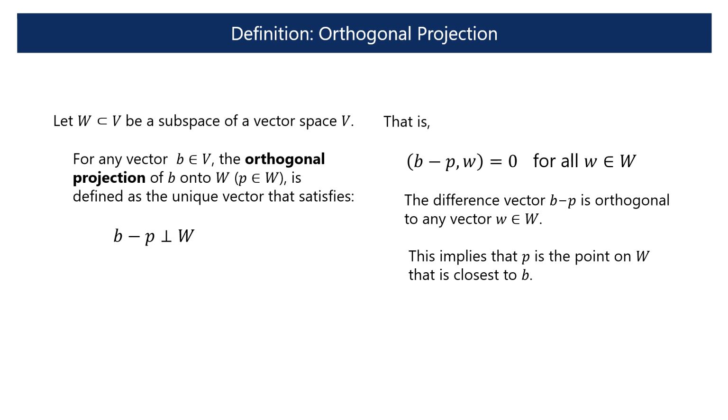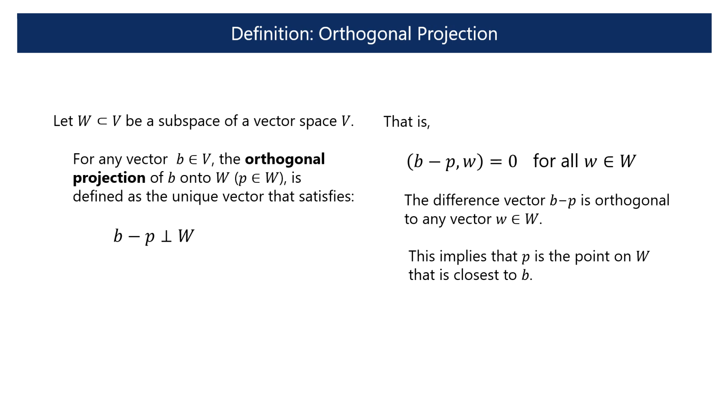Let us begin by clearly defining the fundamental meaning of the projection operation. Let W, a subspace of a vector space V, be a subset of V. For any vector b in V, the orthogonal projection of b onto W, denoted as P_W, is defined as the unique vector that satisfies the following condition. b minus P is orthogonal to W. That is, the inner product of b minus P and w equals 0 for all small w in large W.